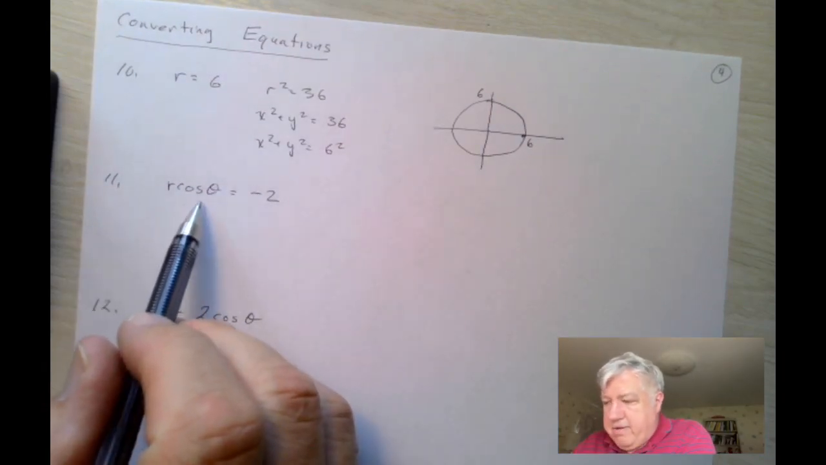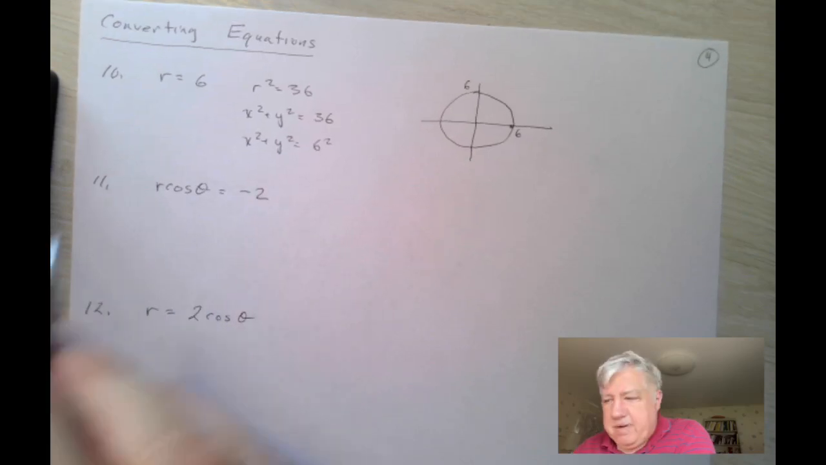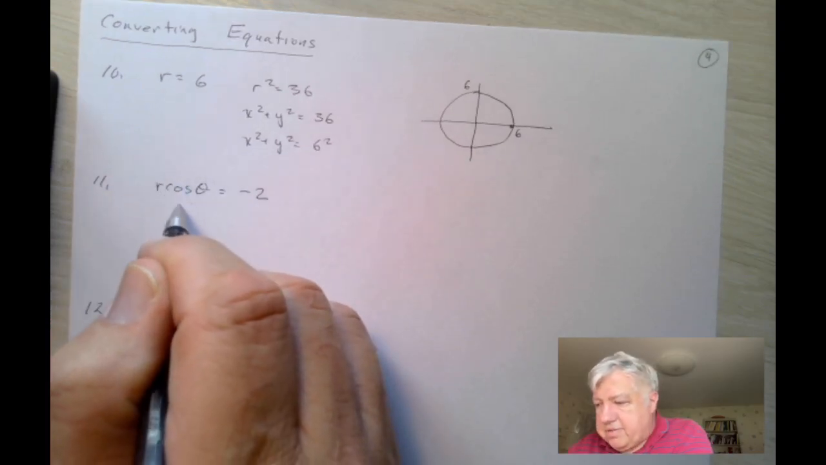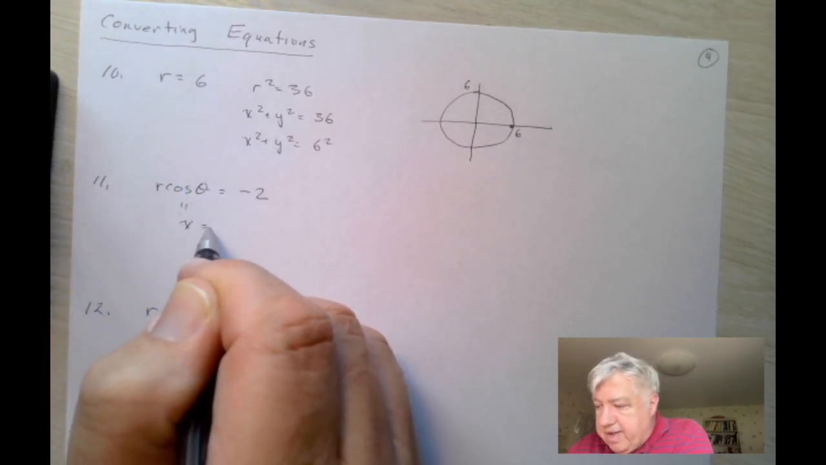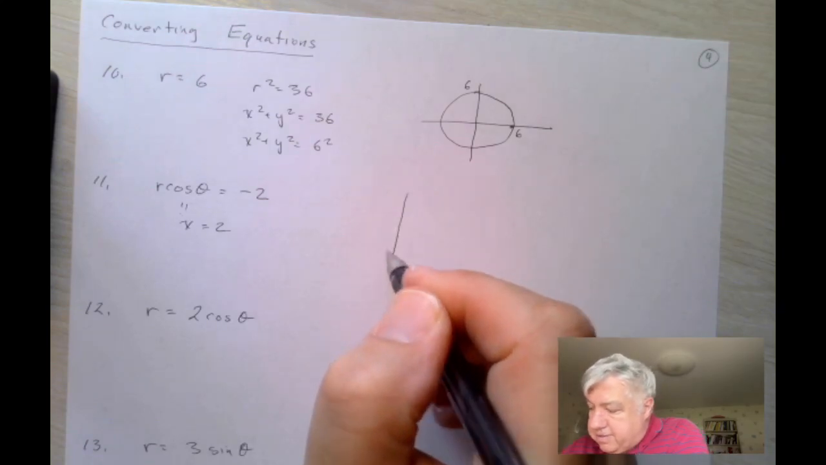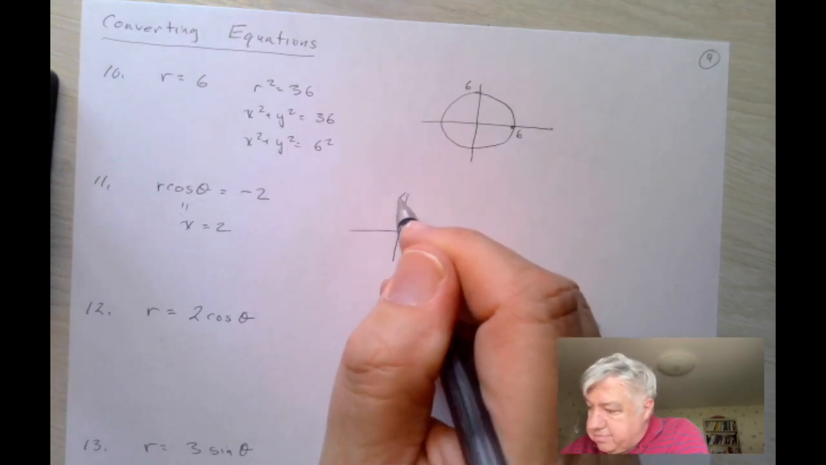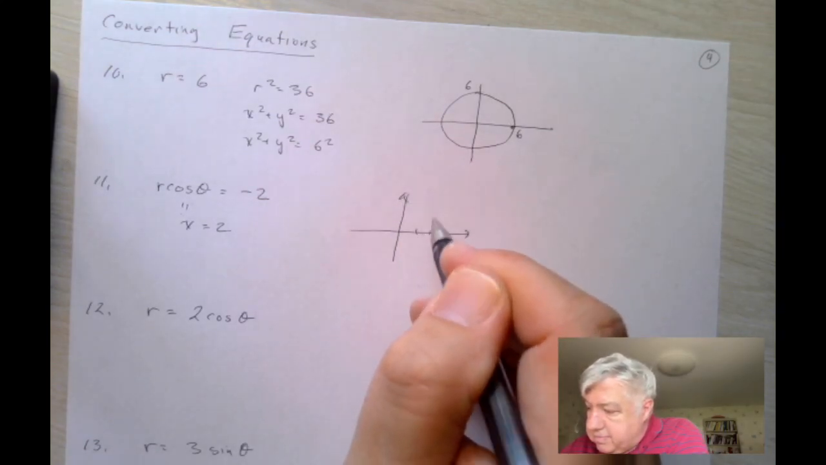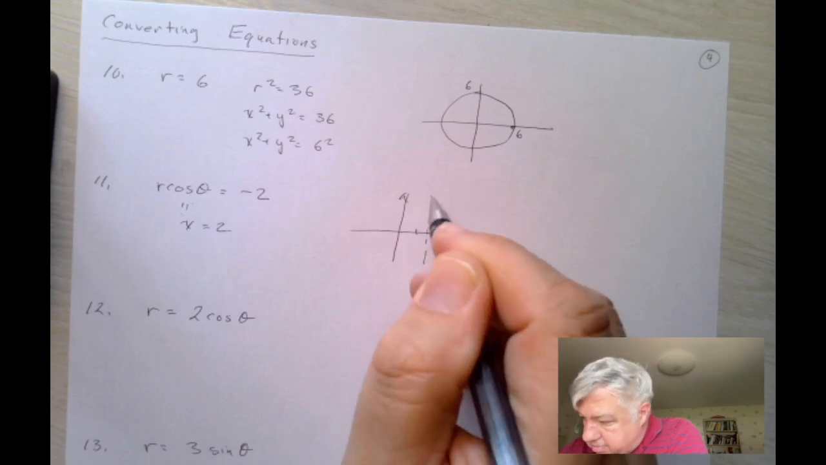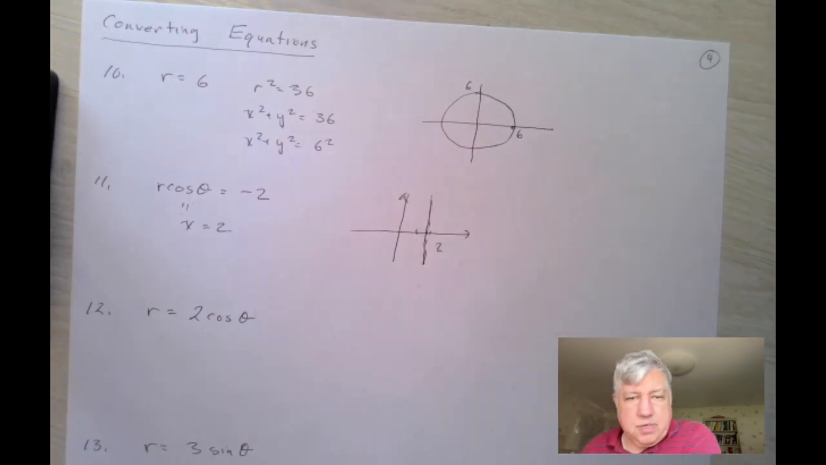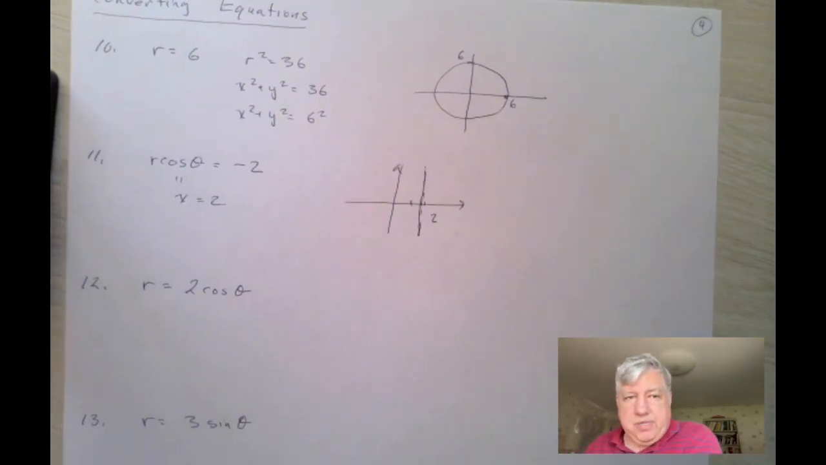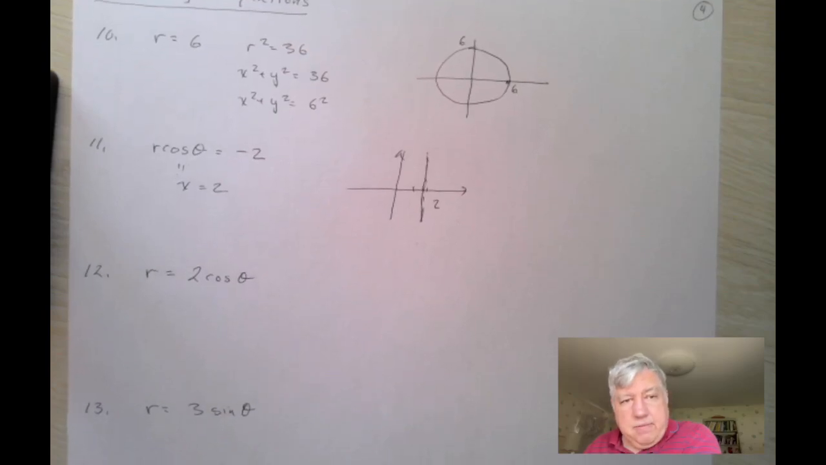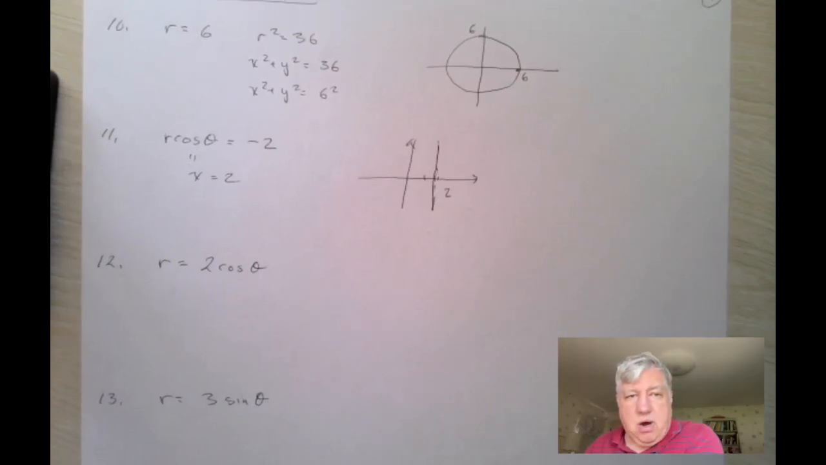What about number 11 here? r cosine theta, by the formula, is just equal to x. So x equals 2, and this is just the vertical line x equals 2. That was easy enough. Similarly, you could see that r sine theta equals 5 would be the line y equals 5.